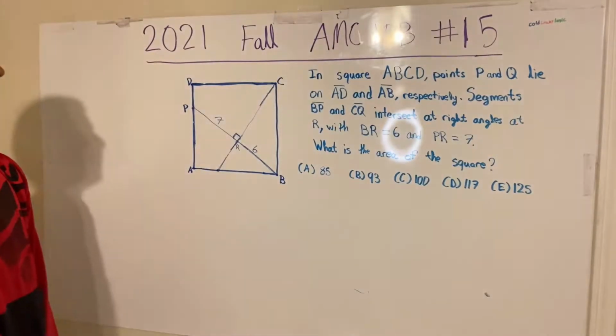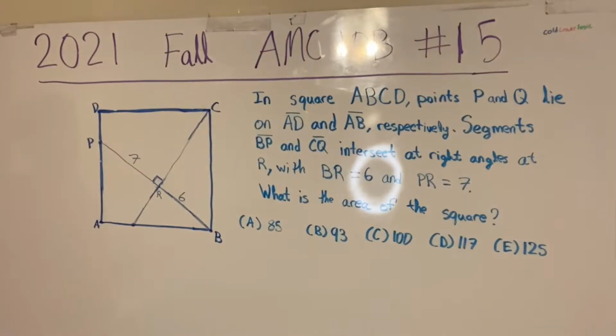And it states, in square ABCD, points P and Q lie on AD and AB respectively. Segments BP and CQ intersect at right angles at R, with BR equaling 6 and PR equaling 7. What is the area of the square?